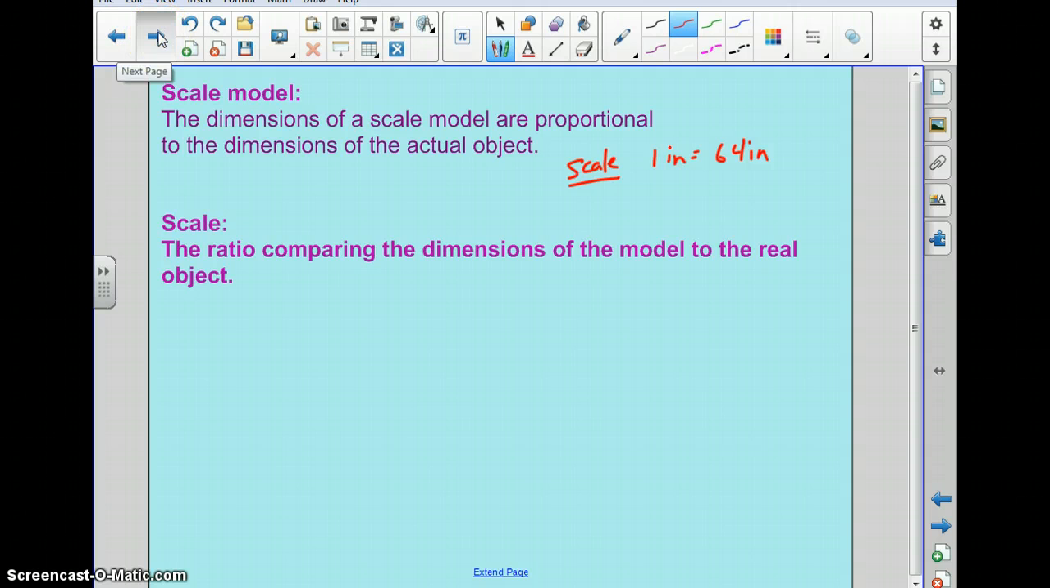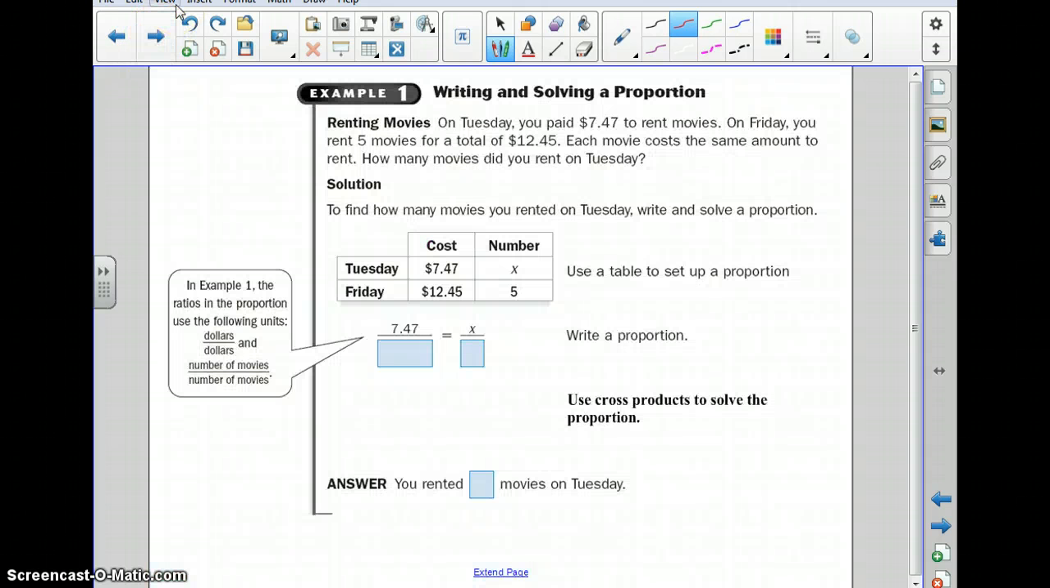Okay, we're going to go ahead and do some examples now. This is the first example that's at the bottom of the first page of your notes. It says, on Tuesday you paid $7.47 to rent movies. On Friday you rent 5 movies for a total of $12.45. Each movie costs the same amount to rent. How many movies did you rent on Tuesday?